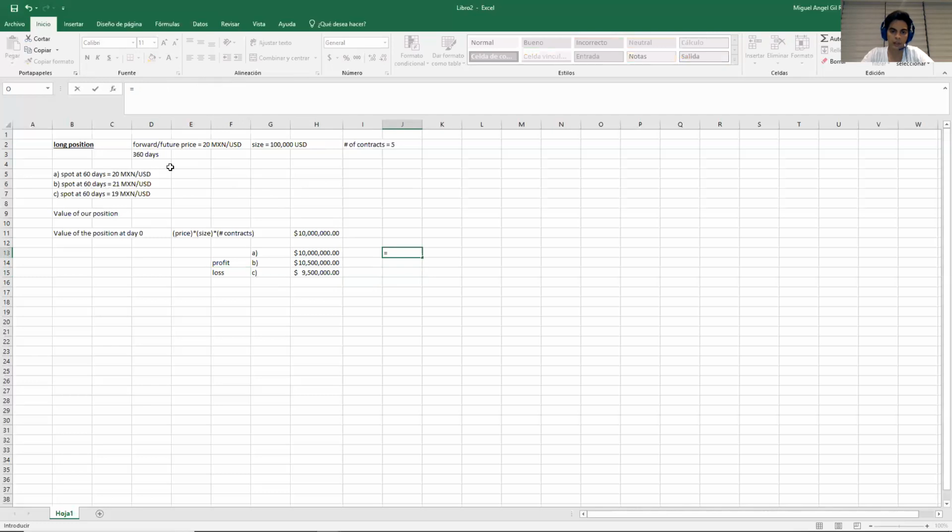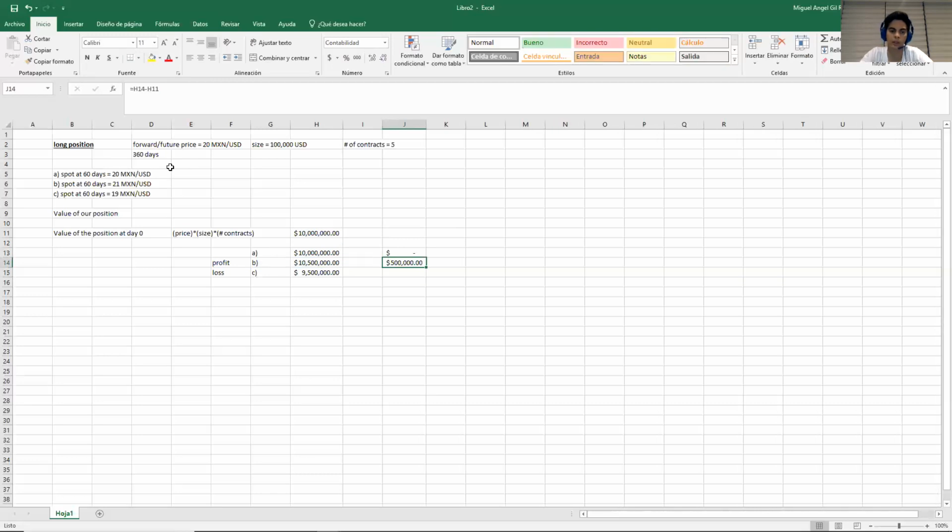To complete the exercise, in letter A it's super easy: the answer is 0, because it didn't change anything, so there is no problem. In letter B, I need to subtract this minus this, and that will be the answer: I am gaining 500,000 pesos with the position that I have. And in letter C, it will be a loss. Okay, so this will be the answer to my exercise.